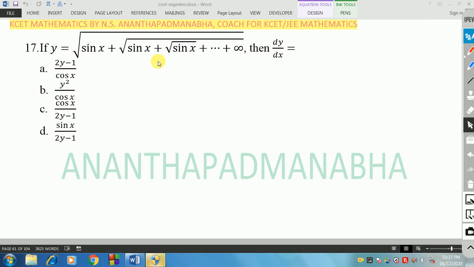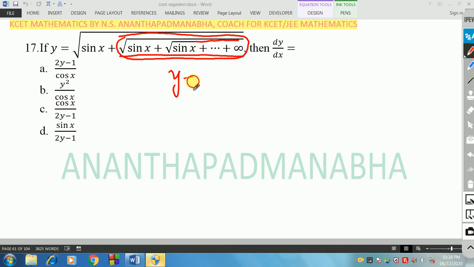Actually, the next question is a standard problem, or we can use this as a shortcut formula. For y is equal to root of sin x plus root of sin x plus root of sin x, and so on up to infinity, dy by dx is: option A is 2y minus 1 by cos x, option B is y square by cos x, option C is cos x by 2y minus 1, and option D is sin x by 2y minus 1. As we have infinitely many terms, we can ignore one sin x and consider the root of sin x plus root of sin x up to infinity as y.